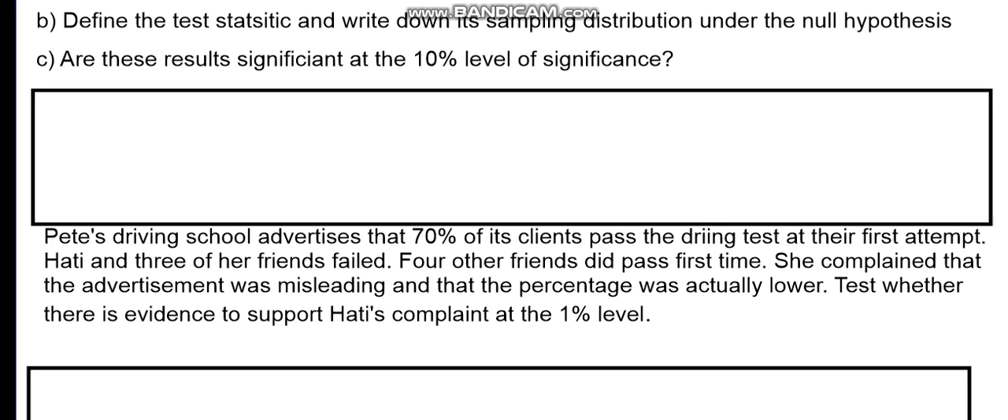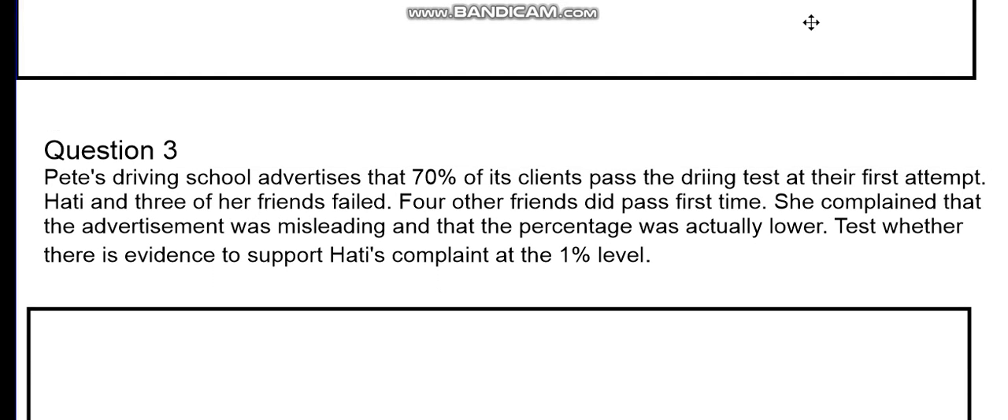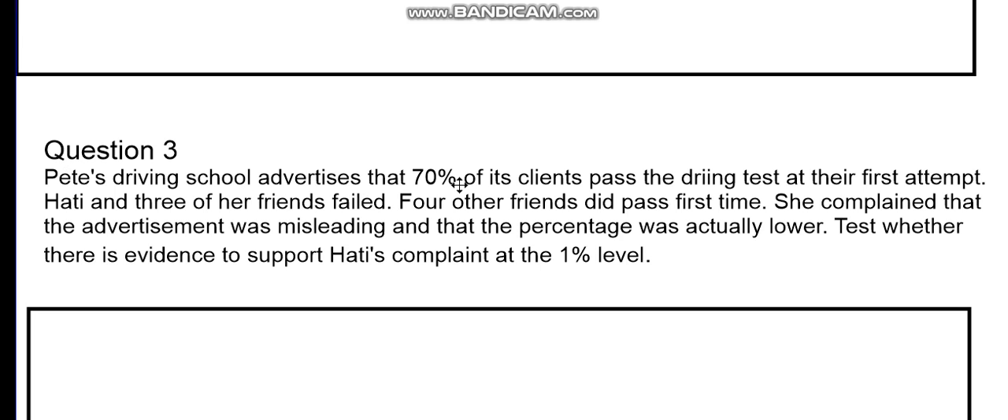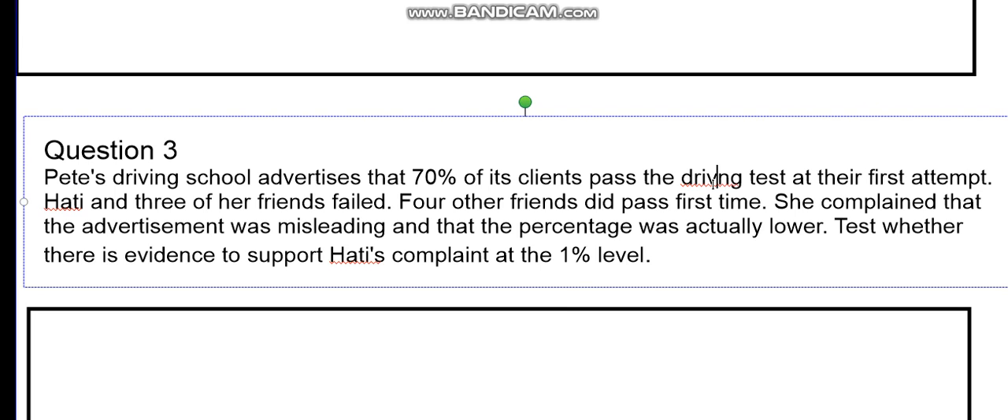So question 3, okay. Pete's Driving School advertises that 70% of its clients pass the driving test at their first attempt. Hattie and 3 of her friends failed, so we've got 4 people failed. 4 other friends did pass first time, so we've got 4 failed, 4 passed. She complained that the advertisement was misleading and that the percentage was actually lower. Test whether there is evidence to support Hattie's complaint at the 1% level.